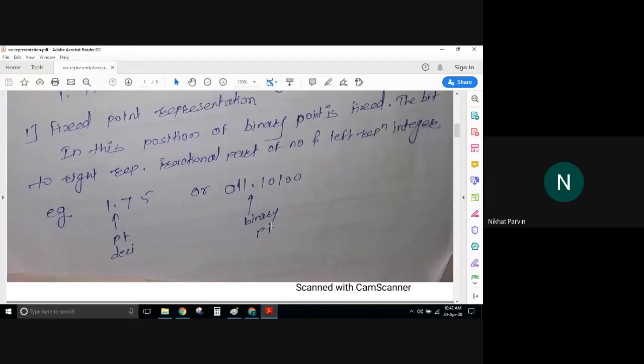Now, your computer uses either fixed point or floating point. If I use fixed point, how to do addition and multiplication? If I use floating point, how to do addition and multiplication? That is my task to see today.